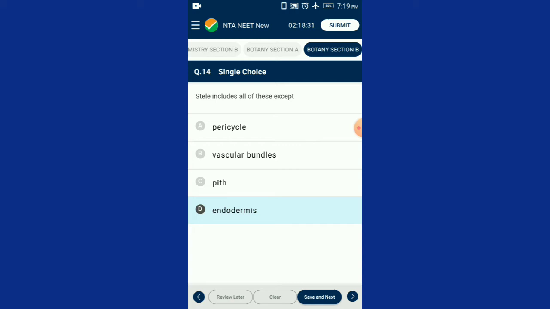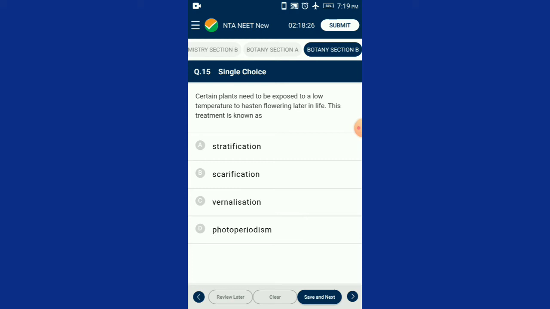Question number 15. Certain plants need to be exposed to low temperature to hasten flowering later in life. This treatment is known as. Vernalization is the phenomenon in which flowering in plants is dependent on exposure to low temperatures. Vernalization promotes flowering and enables the plants to have enough time to reach maturity.